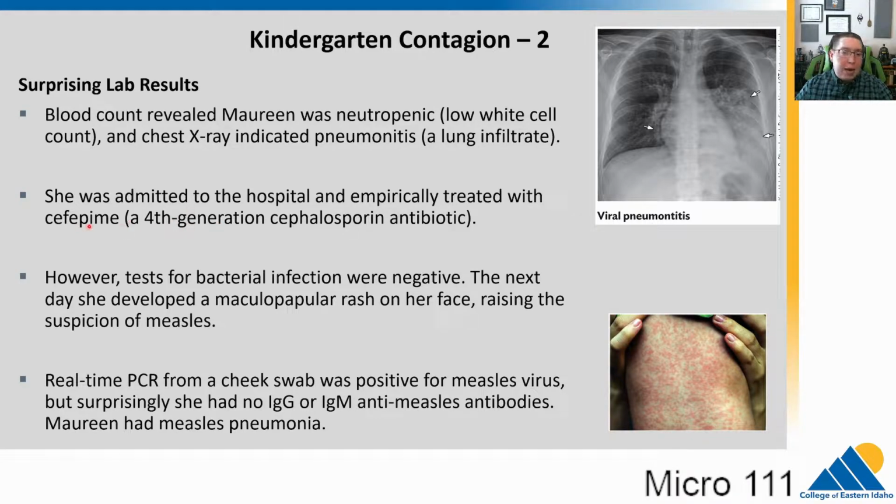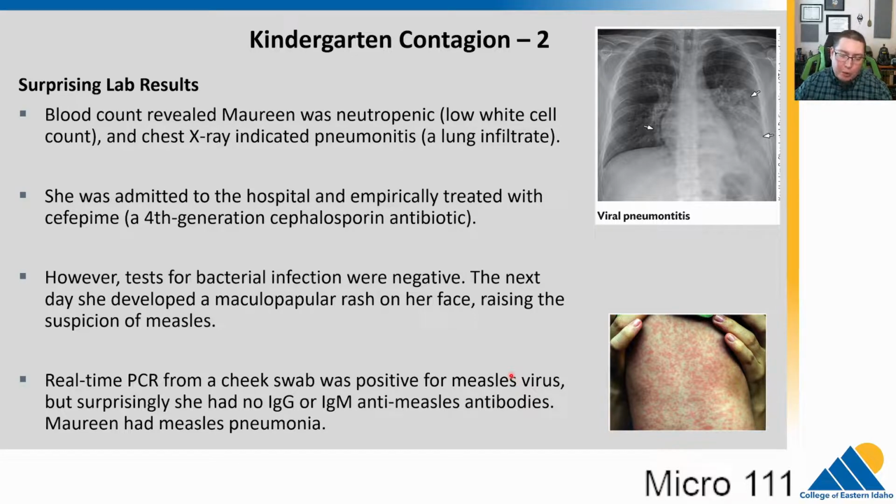So they try a cephalosporin type antibiotic, but as they continue their tests, they find that there are no bacteria in there. So there's no bacterial infection. So obviously we're going to stop the antibiotic at that point. It's not going to do anything. So when we find out that there's no bacteria in there, we have to shift gears and start thinking about other things. One thing is that the next day she develops what we call a maculopapular rash, which is these raised little red kind of bumps here.